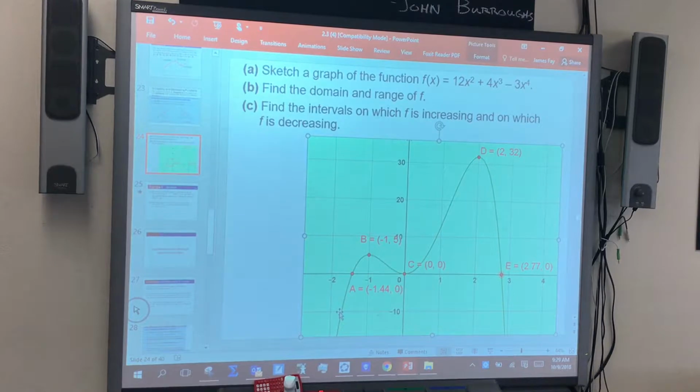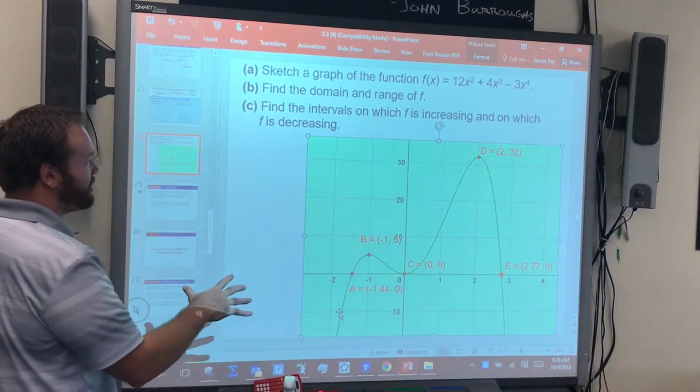The function 12x squared plus 4x cubed minus 3x to the fourth. Okay? And they ask us to find the domain and range. Pretty much everything we do graphically, guys, throughout the course, one of the first things to do is to find domain and range. That's why quiz after quiz after quiz after quiz, to get you focused on that and realize that that's an important task. So you're going to find the domain and range of this thing.